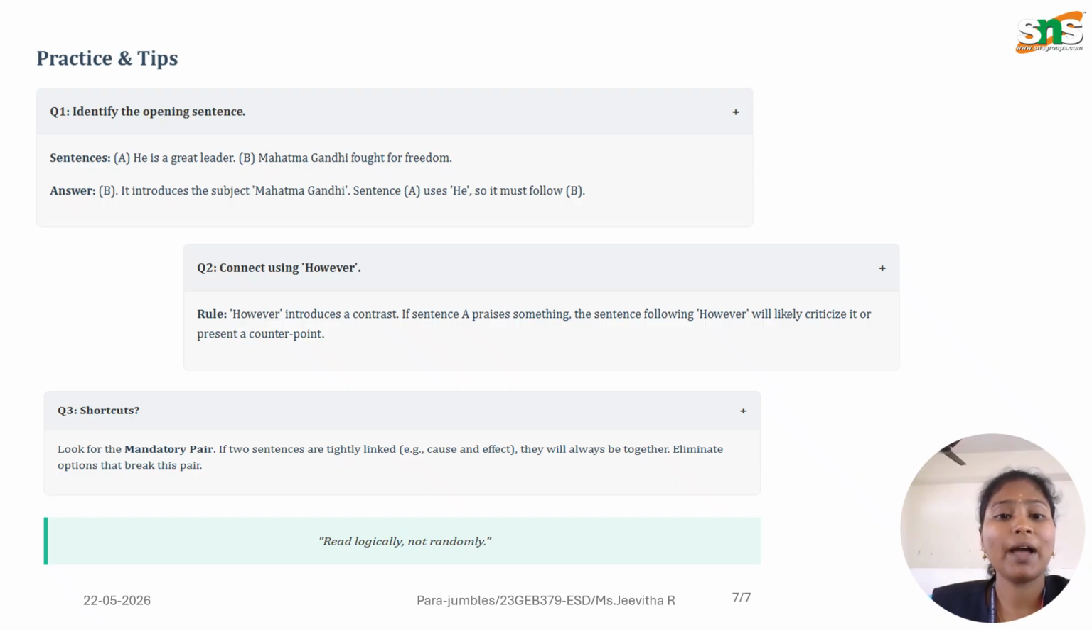And the third one is the mandatory pair shortcut. This is the ultimate time-saving trick for multiple choice placement tests. If you recognize that two sentences are tightly bound, like a cause and effect link, they form a mandatory pair that can never be split up. You can immediately look at your options and eliminate any multiple choice answers that separate those two letters. As the slide summarizes beautifully at the bottom, read logically, not randomly.